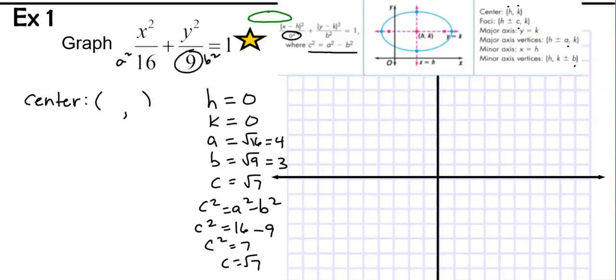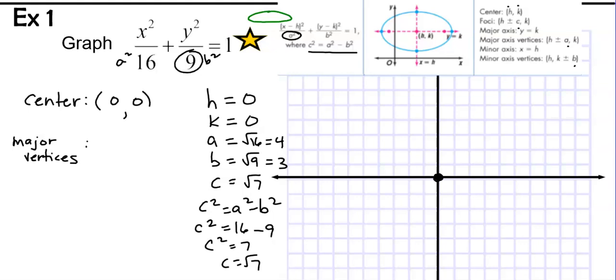Okay, now we can go back to the center. So center is at H, K, so in this case, 0, 0, and we can fill that in on the graph, okay? Next thing that I would probably do is find all of our vertices, and I like to split them up. I like to do my major vertices and then my minor vertices next.